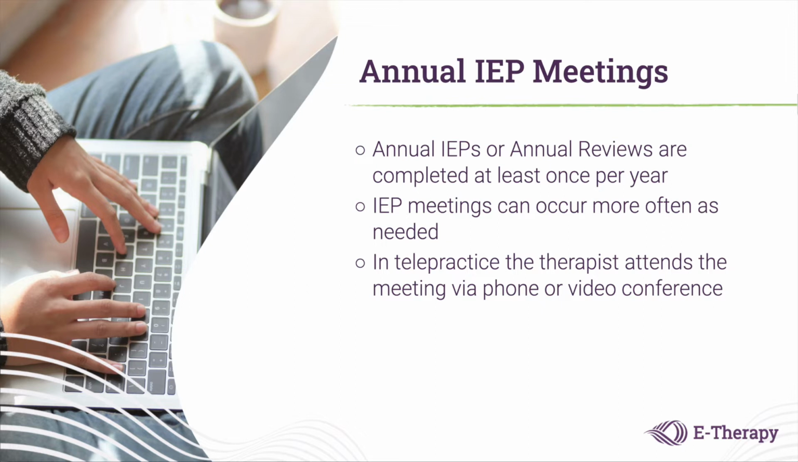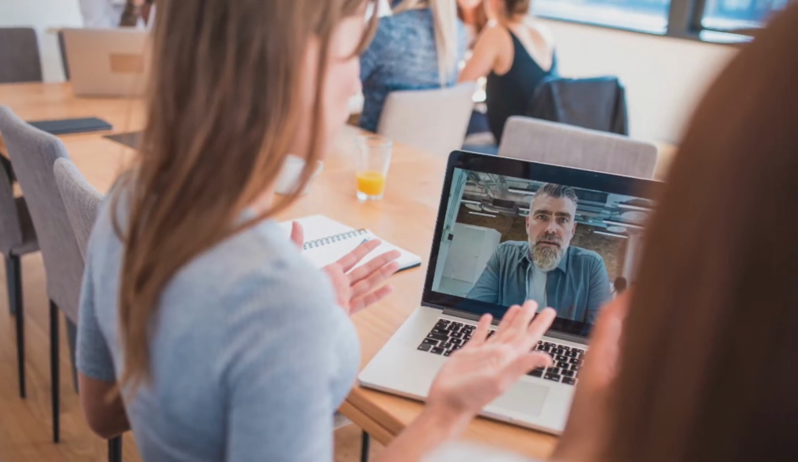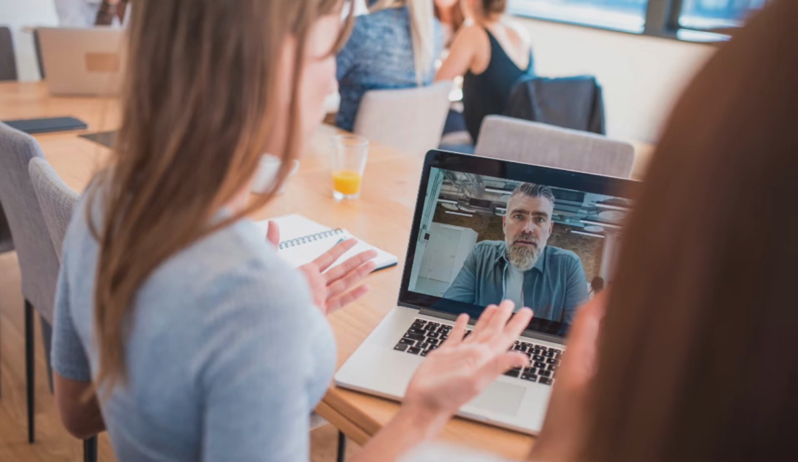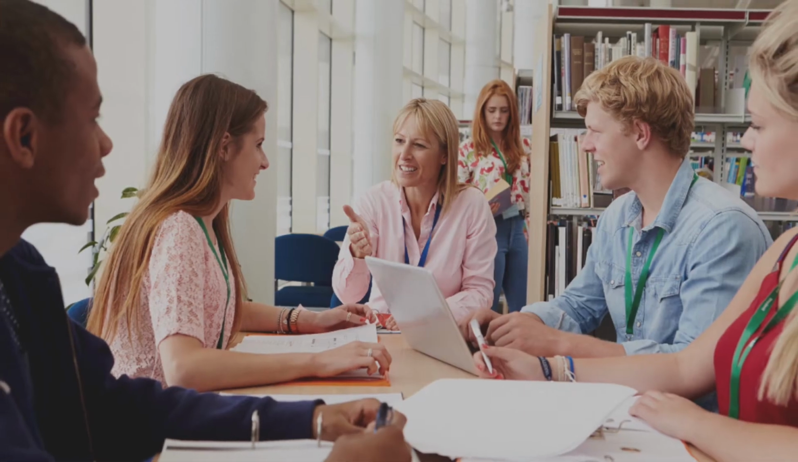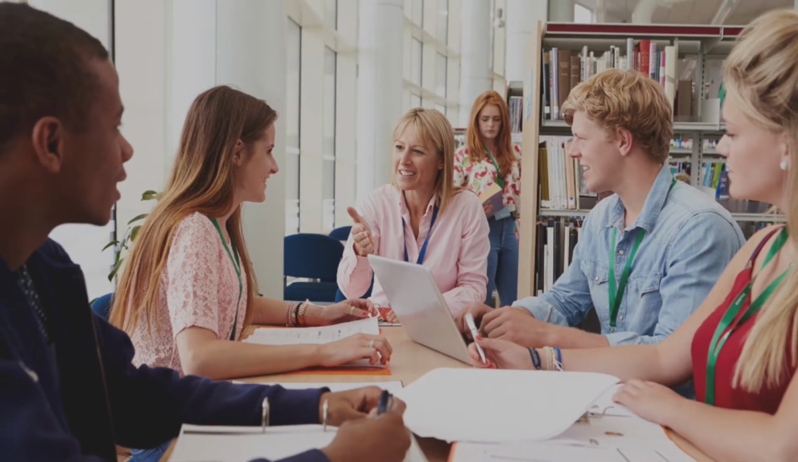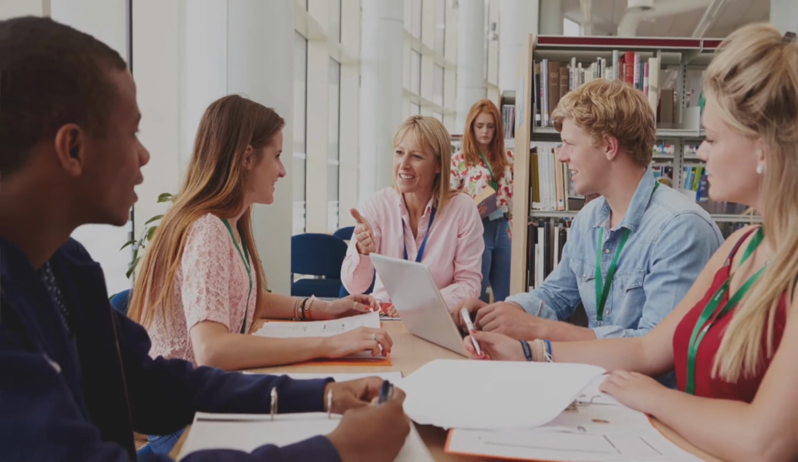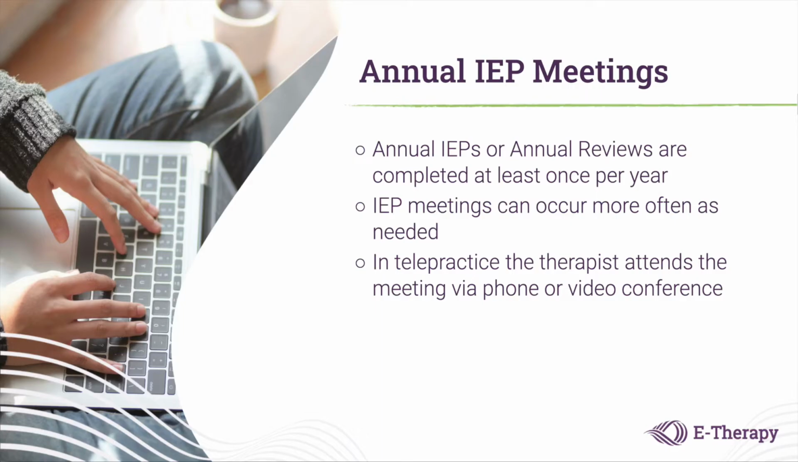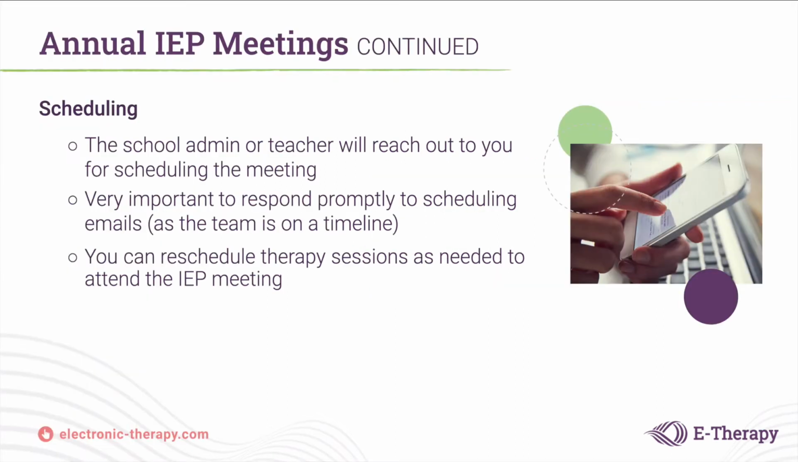Or sometimes you can attend via video conference. And this is done sometimes with our brick and mortar schools. If the student attends a physical brick and mortar school, then the IEP team may be there in person, sitting around a table for the meeting, and then you could just call in or video conference in to attend with the group. As for scheduling those meetings, it's really important to respond promptly to those IEP meeting emails.